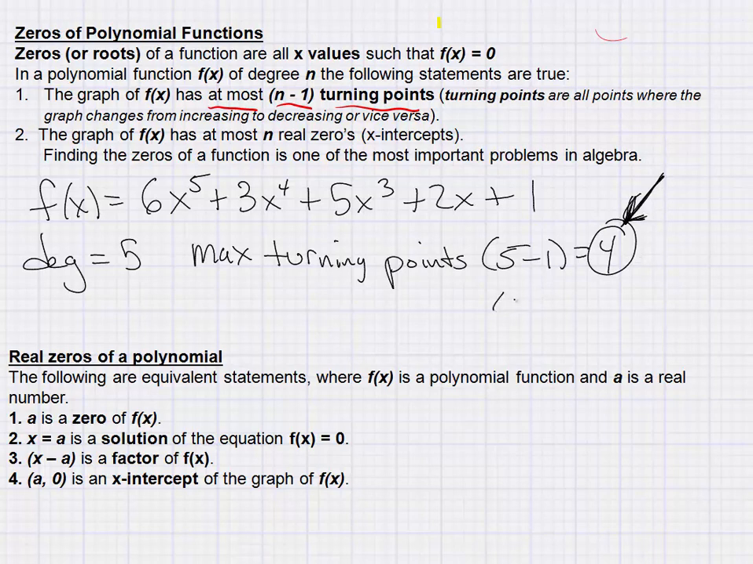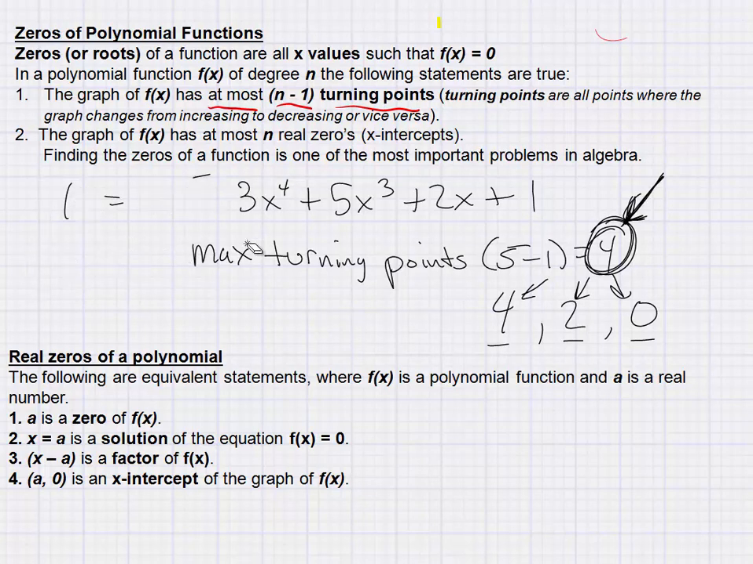So that means I'm either going to have 4 or 2 or none. These are the only even numbers that are 4 or less. That's the number of turning points I could have. Those are the only options. If this is an even number, it's got to stay even if it's going to be less. So I either have 4 turning points, 2 turning points, or no turning points.